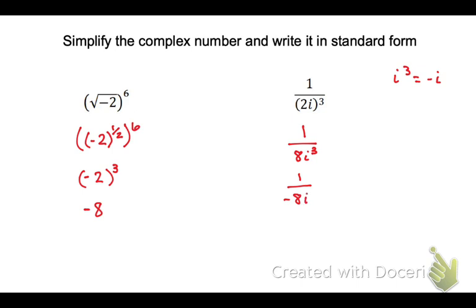Can I leave it that way? Nope. I have to multiply by what? The conjugate. Do you want to do a negative i or a positive i? Positive i. So i and i. So I have i over negative 8 times i squared. And i squared is negative 1. So that would just be 8. So you get i over 8.